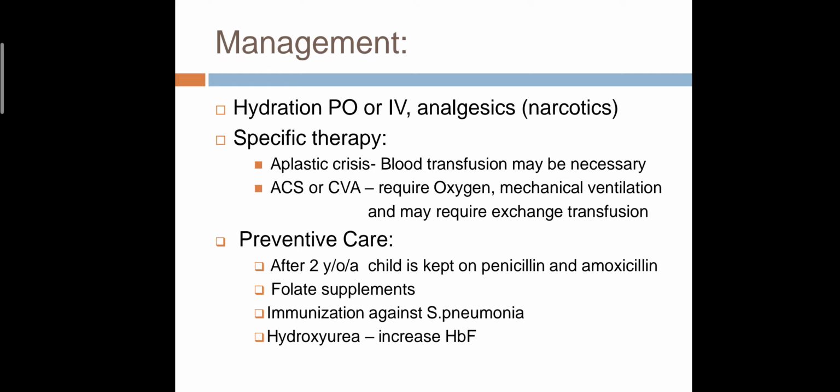Next we have preventive care. After 2 years of birth, the child is kept on penicillin and amoxicillin and folate supplements, immunization against Streptococcus pneumoniae, and hydroxyurea, which increases the HbF level. So these are the preventive measures for sickle cell anemia.